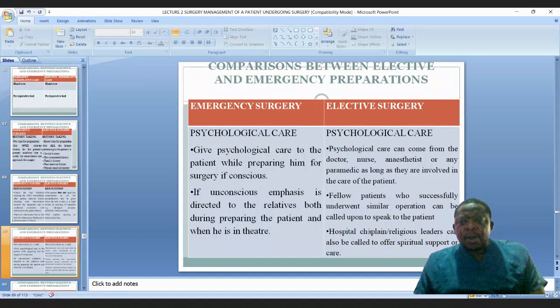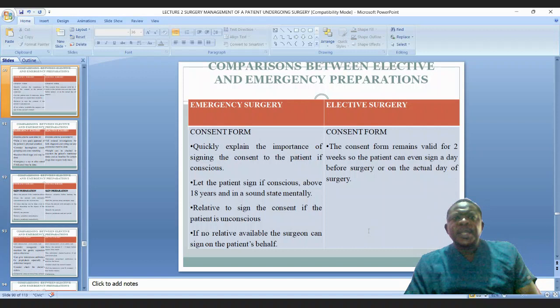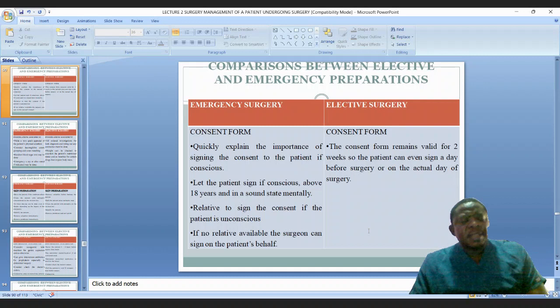Okay, to do with consent form, in an emergency situation, you can quickly explain the importance of signing the consent to the patient if conscious.